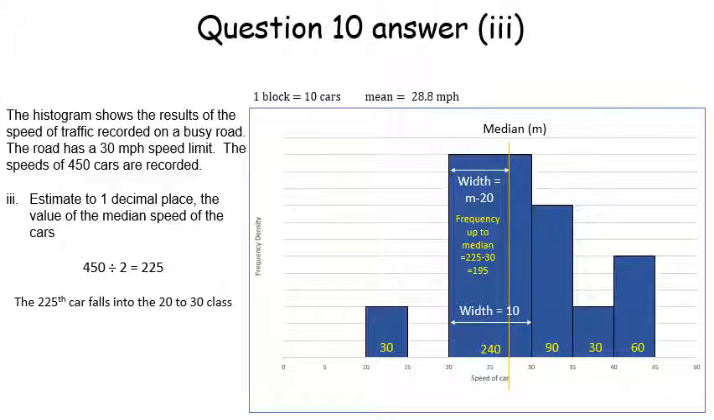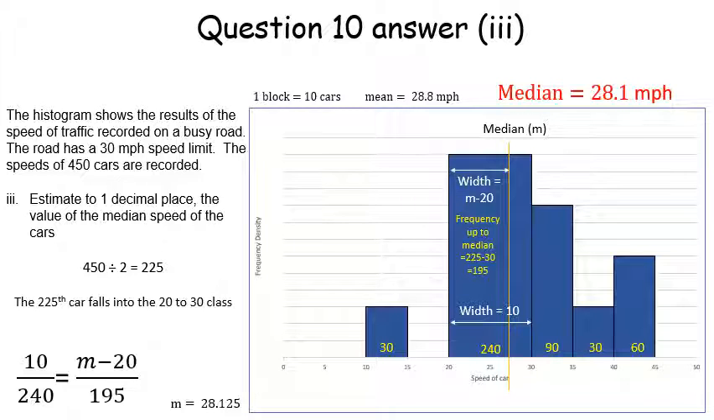Putting this into an equation, we have the class width over the frequency for the full class equals the class width over the frequency for the part of the class we're interested in. That is 10 over 240 equals m minus 20 over 195. Solving this, we get the median as 28.1 miles per hour.